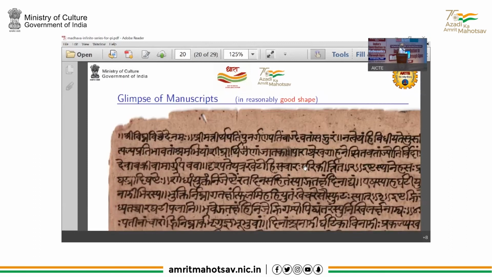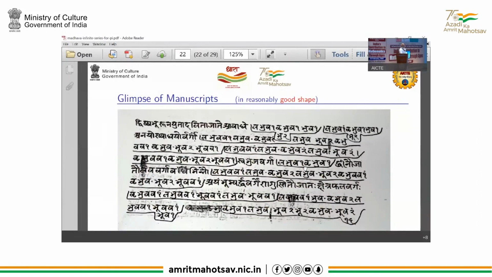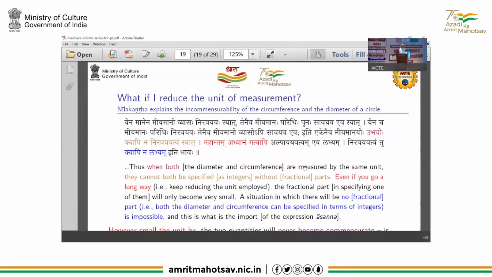So he says, see, Mahanta Madhvanam Gatvapi, even if you keep on reducing the unit of measurement, it will be almost impossible for you. See, he says, Alpavayavatvam eva labhyam. He categorically says, so there will be some remainder. Niravayavatvam kvapi nalabhyam. So this is what is incommensurability of the circumference and the diameter. This is a very interesting argument which is being presented in Aryabhatiya Bhashya.